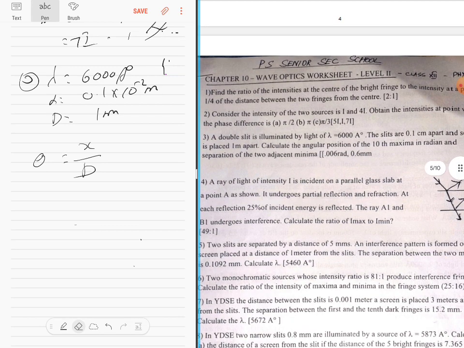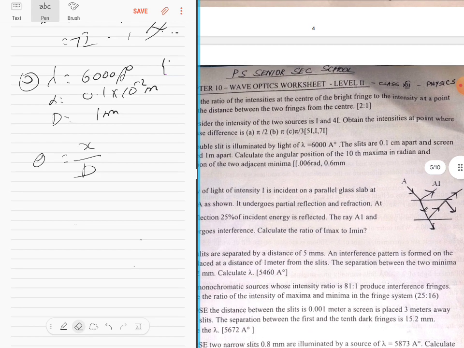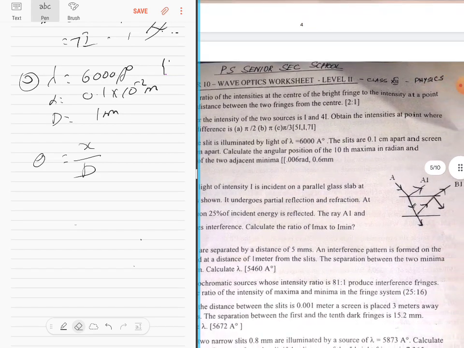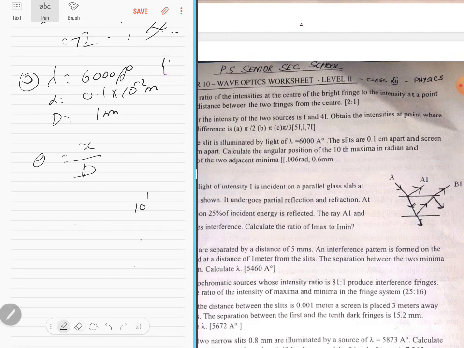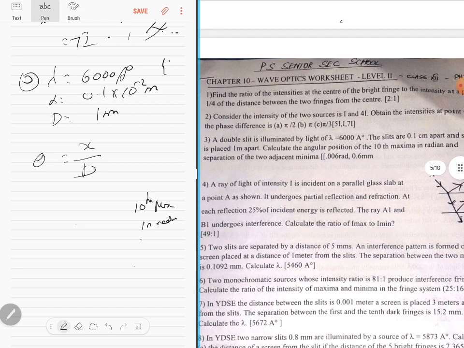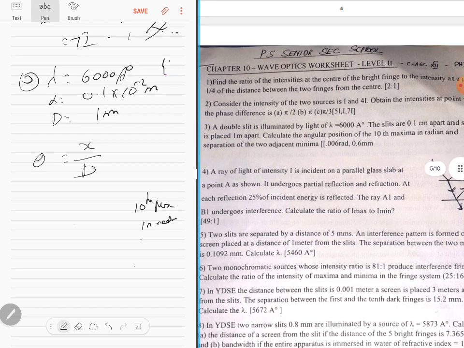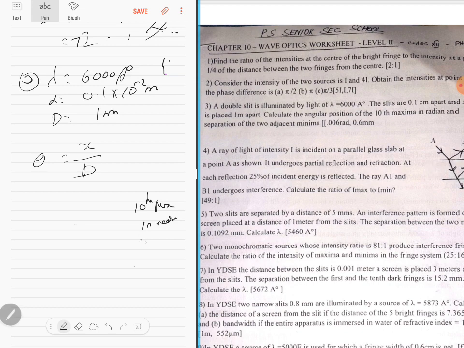But what are they asking here? Calculate the angular position of the 10th maxima in radians, and the separation between the two adjacent minima, which means beta. Separation between two adjacent minimas or two adjacent maximas is nothing but fringe width. Basically, they are asking for fringe width. They are also asking for the angular position of the 10th maxima in radians. They've given the answer. Let us see if we are able to get it.